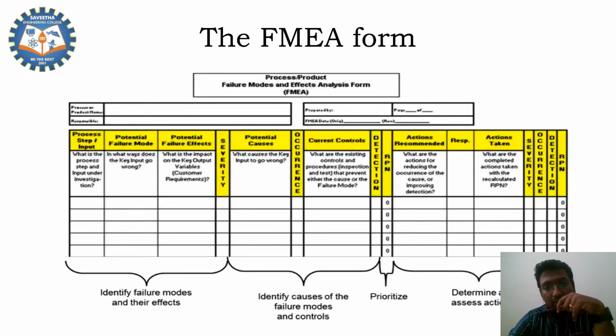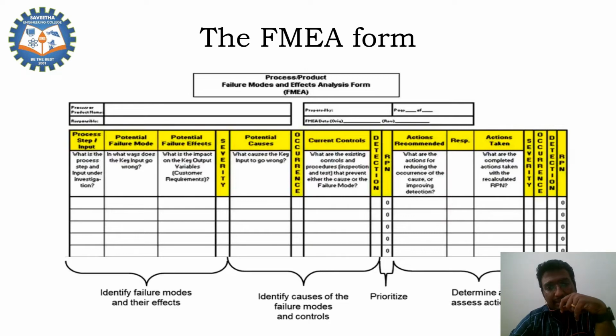The next three columns identify the causes of the failure mode and the controls. For any failure mode, there will be causes. The cause is how it has happened, why it has happened, and what the major impact for that is. So it is called causes. We will be analyzing the causes for the problem.